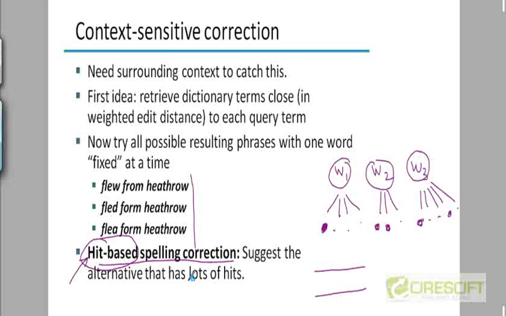Now, this hit-based spelling correction can be done in two ways. You could look at the number of hits for each of those suggestions in the corpus, as I just said. Alternatively, you could look at the number of hits for each of those spelling suggestions in the query logs. Okay, in the corpus. And the second possibility is in the query logs.